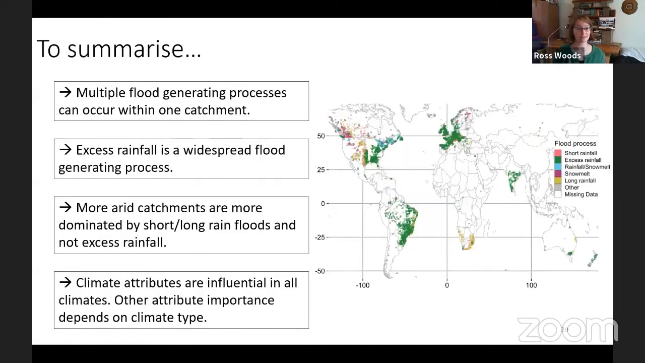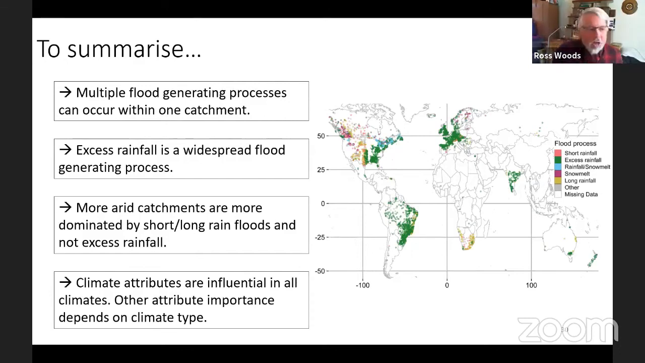So to summarize, there are multiple flood generating processes that can occur within one catchment. And it's quite common that you have multiple processes within one catchment. Excess rainfall is a widespread flood generating process. So soil moisture is quite important in flood generation. The more arid a catchment gets, the more it's dominated by extreme rainfall events, either over one day or over several days, as opposed to soil moisture. And climate attributes are influential in all different climates, but other attributes' importance depends very much on the climate type. So thank you.